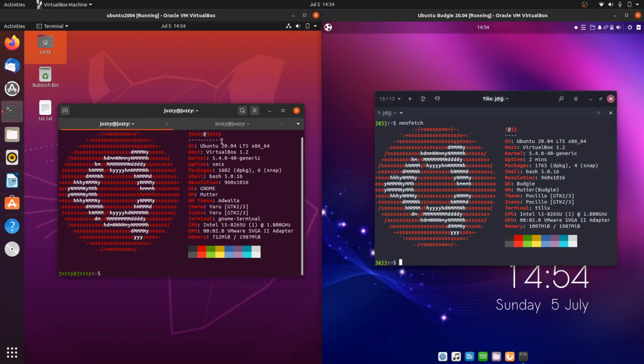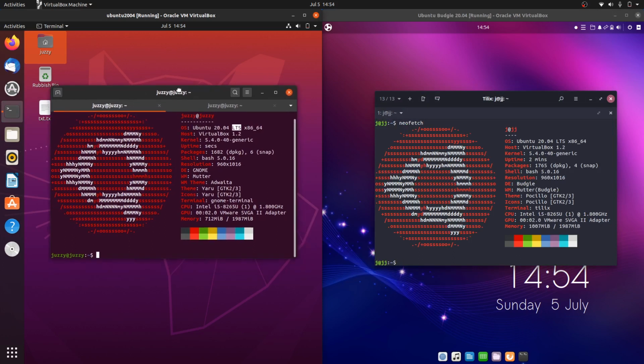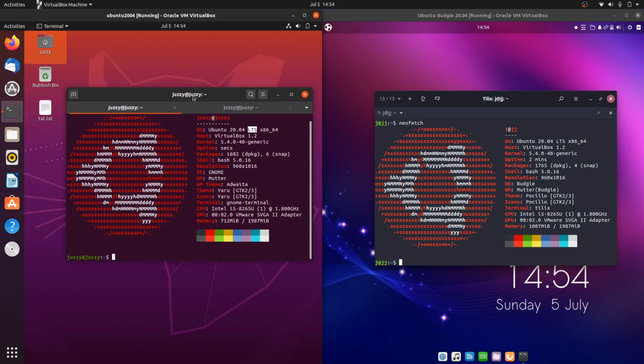Now, moving on, they are both based on the long-term service release, Ubuntu 20.04. So that means they are both supported until 2025. So that's really nice to see there. They are both running on one of the latest and greatest kernels, great for later hardware, that sort of thing. So very nice to see there as well.